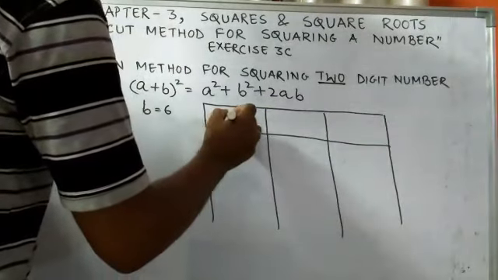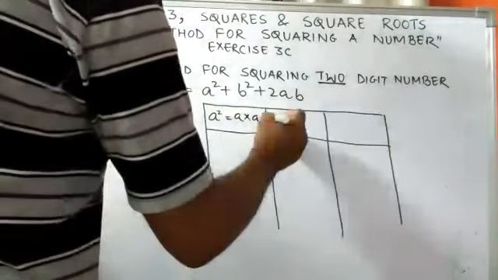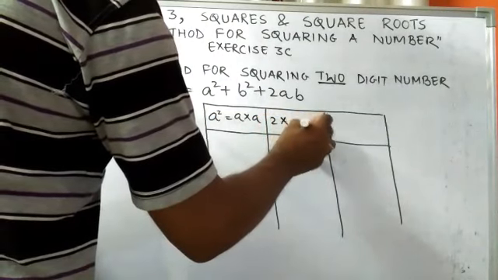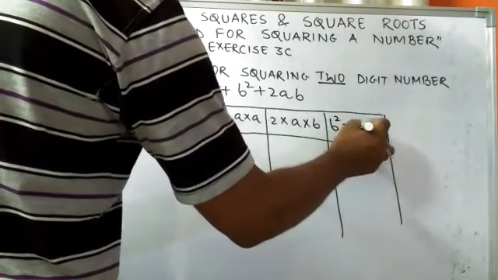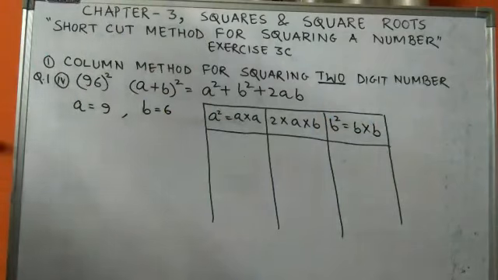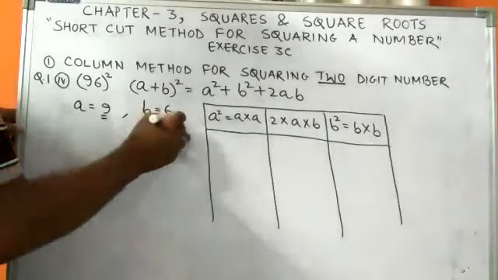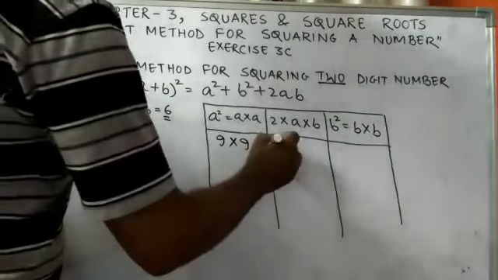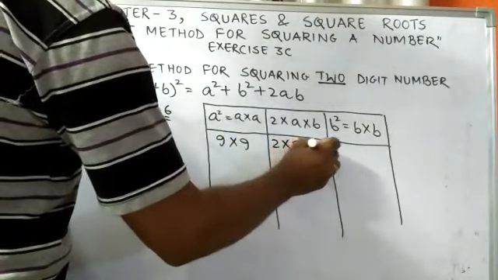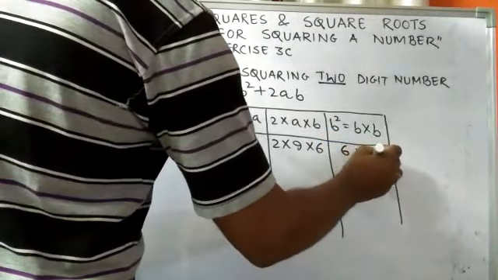The first column is for a square, that is a into a. The second is for 2 into a into b, and the third is for b square, equal to b into b. Now we have to put the numbers according to the columns. Since a is equal to 9 and b equal to 6, that is 9 multiplied by 9, then 2 into 9 into 6, then 6 into 6.